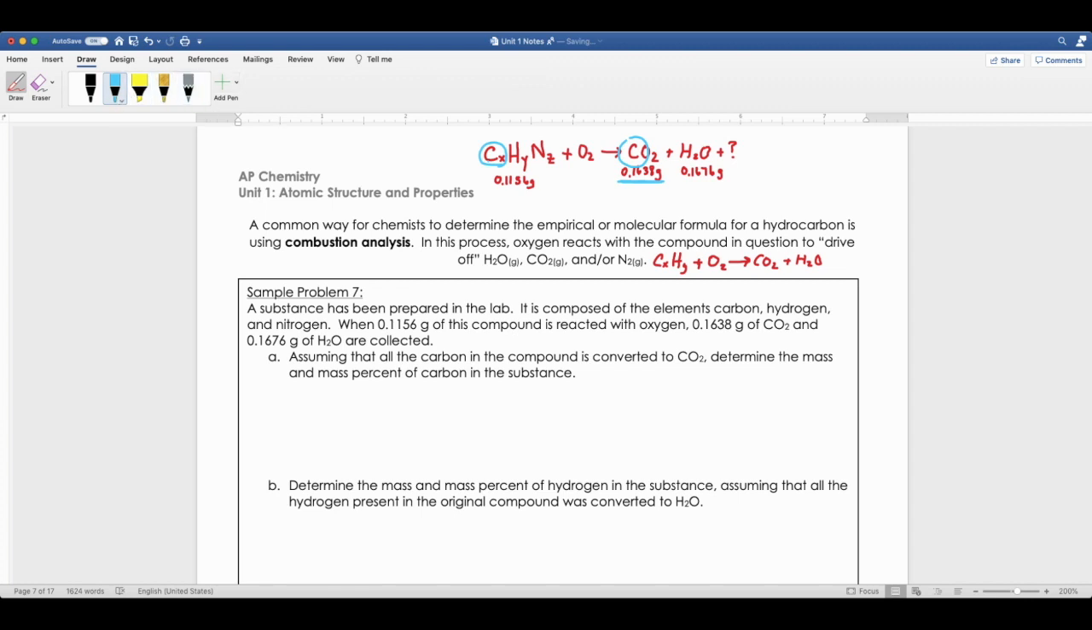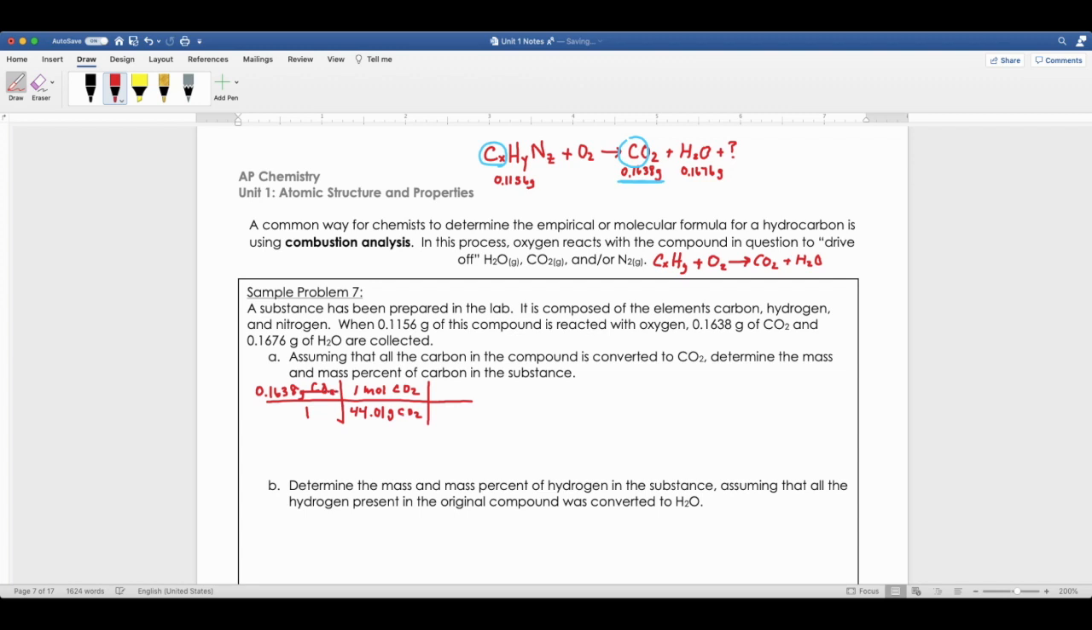Let me show you how to do that down here. So I'm going to start off with this. I know that we produced 0.1638 grams of CO2. Okay, I'm going to do a little bit of stoichiometry here. Grams, got to get rid of grams. When in doubt, mole it out. Molar mass is 44.01 grams of CO2 is equivalent to 1 mole of CO2.